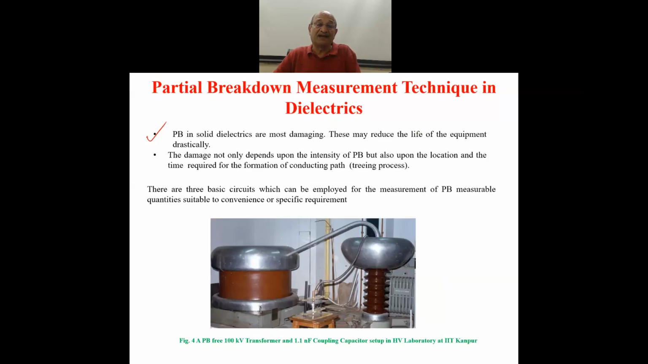And such a pulse current, what would it give rise to? EMI, electromagnetic interference, it will give. So we do measure the electromagnetic interference when we measure the partial breakdown. Now, we are interested in measuring the partial breakdown activity within the test sample.